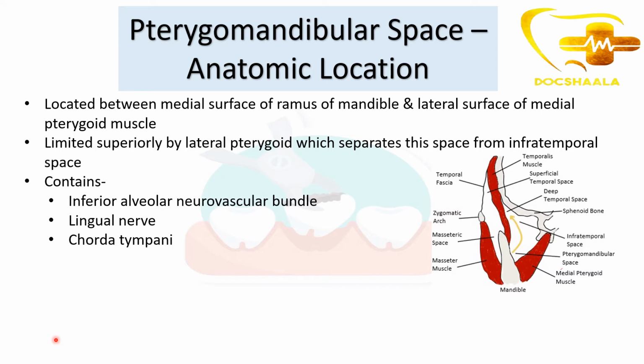So what all does it contain? It contains the inferior alveolar neurovascular bundle, lingual nerve and chorda tympani.